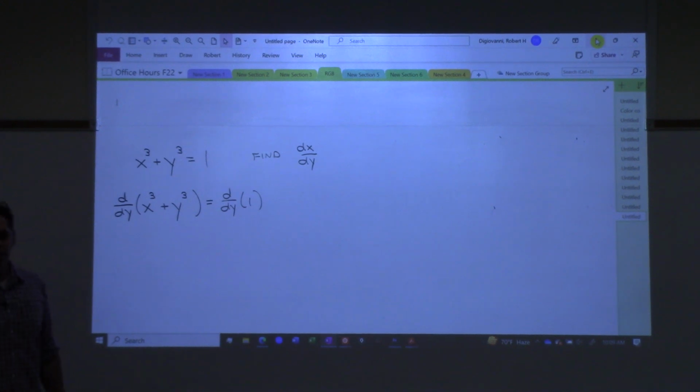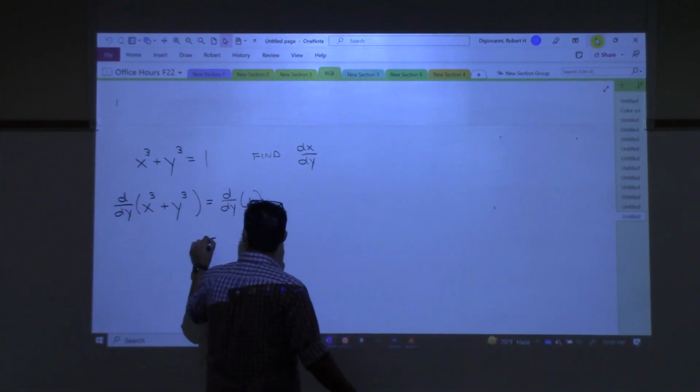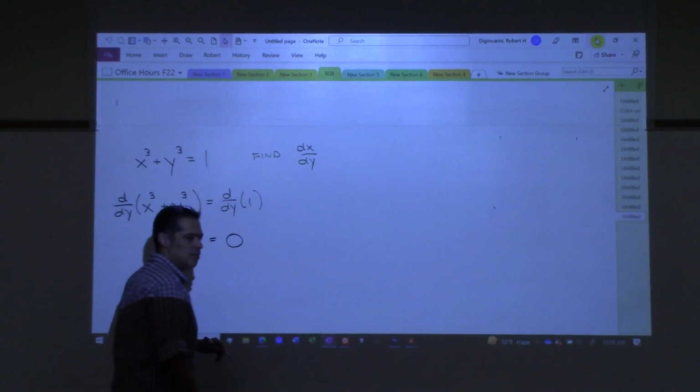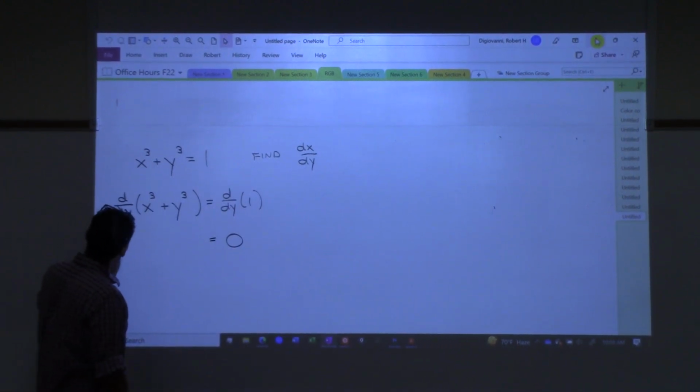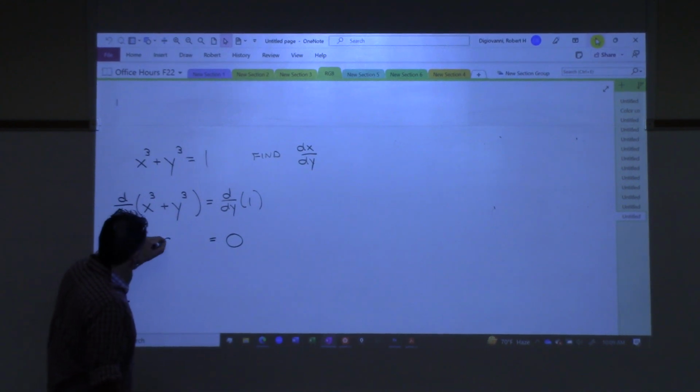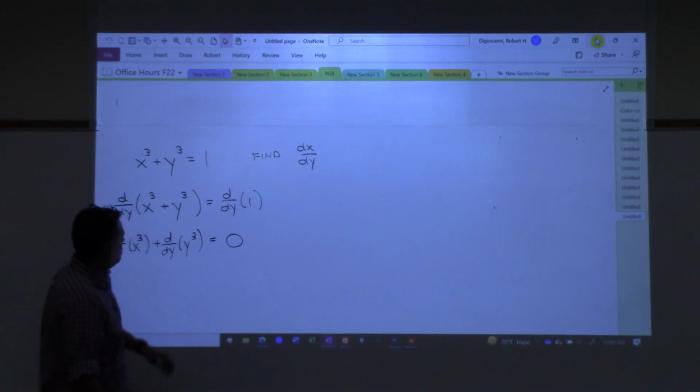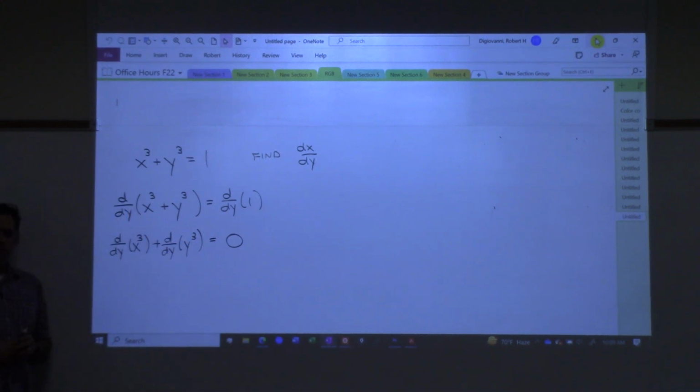Let me do the easy one. The right side is 0, right? Derivative of a constant is always 0. On the left side, I take the derivative with respect to y of x cubed, and then plus the derivative with respect to y of y cubed. Now look at that for a second.